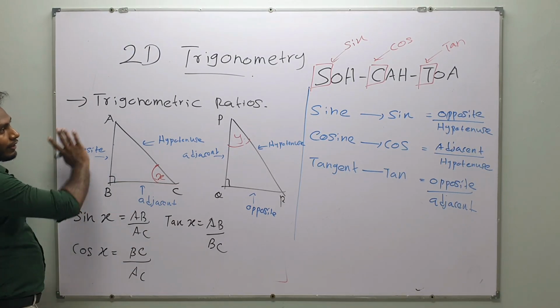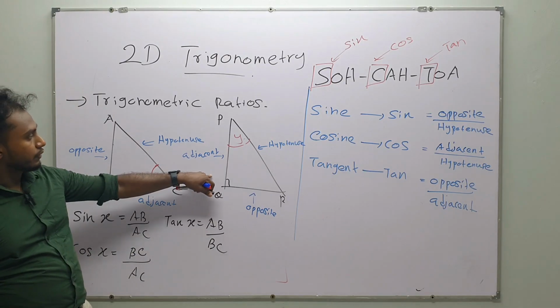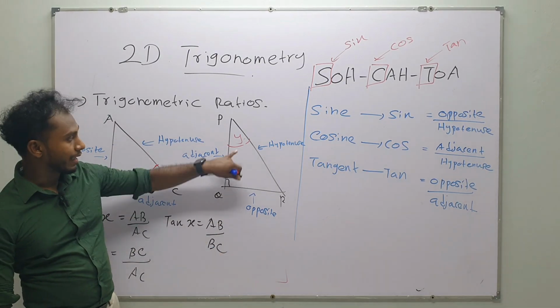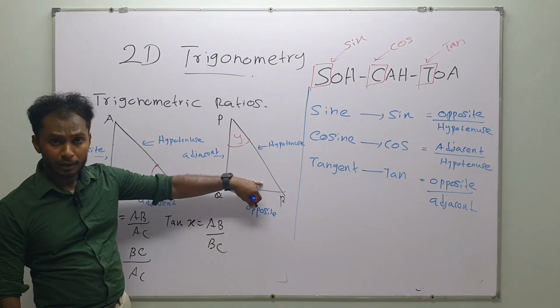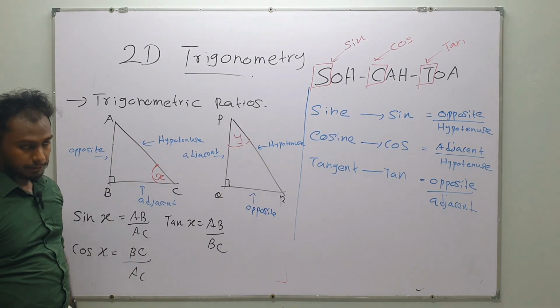So while writing this note, you can write the trigonometric ratios for this particular triangle, the PQR, for the angle Y, or else you can put another angle here and write the trigonometric ratio for that also. This is how it works.